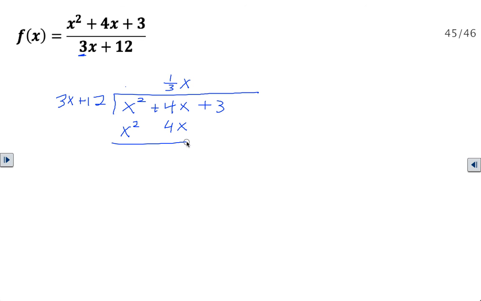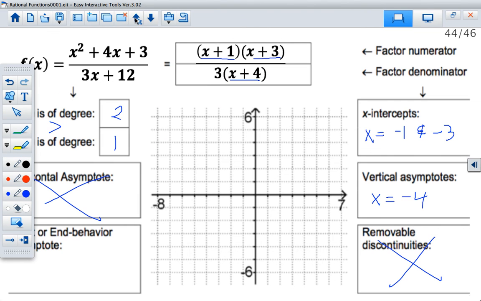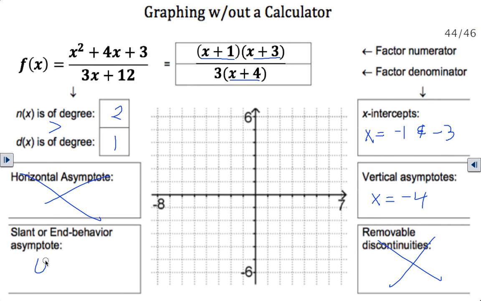Okay, remember when you're doing long division, you have to subtract here or switch the signs. So those cancel out. You get a 0 and a 0. Your 3 carries down, and this is going to end up being your remainder. So the equation for your asymptote is going to be y equals 1/3 x. Okay, for your slant, and this is going to end up being a slant or diagonal asymptote, y equals 1/3 x. I will tell you these ones are going to be much easier to graph.